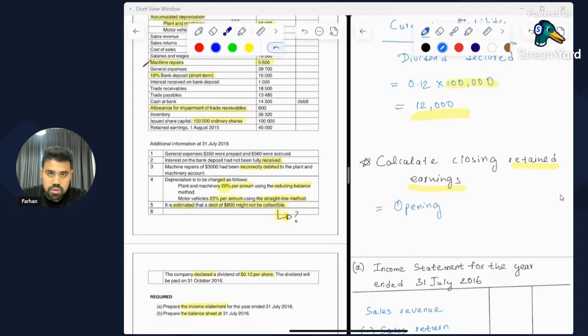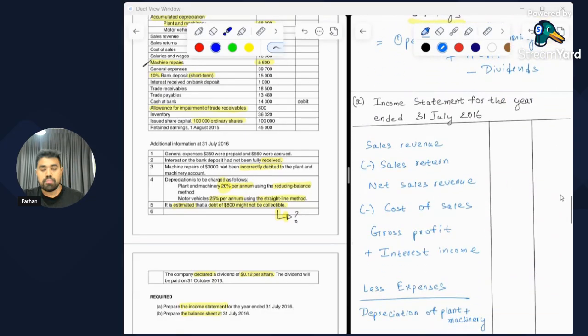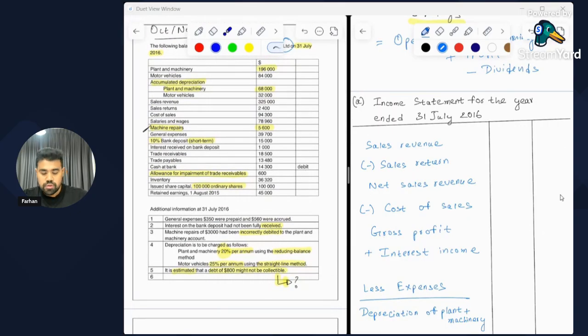If you want to find the closing retained earnings, you start with the opening retained earnings, which is what you are given in the table. Then you add the profit, which is what we will calculate from our income statement. And then we subtract the dividends. We will be doing this when we prepare the balance sheet, but for now, you can just stick to this formula. All right, so let's see how we can prepare the income statement. I already had an outline prepared in advance, so I'll just go through the numbers.